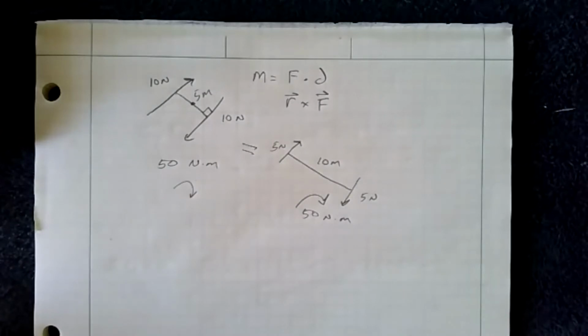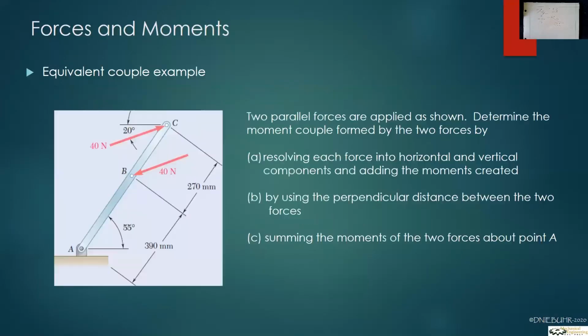So let's go back to the slide. Probably the easiest thing to do at this point would be a numerical example. In this example, you can see there's a 40 newton force at C and a 40 newton force at B, and we're going to try to calculate that. So let's work through that problem and show you how this is done.